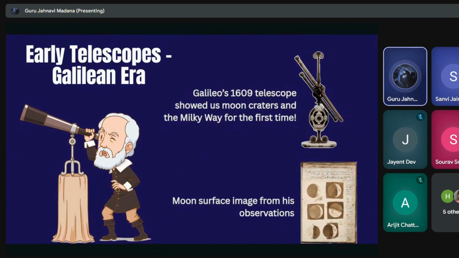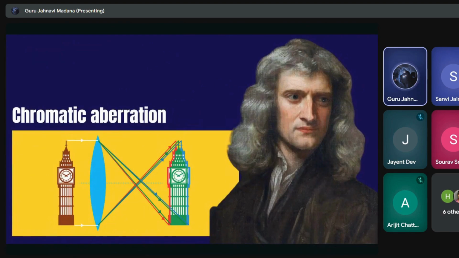Let's rewind to 1609. Galileo Galilei didn't invent the telescope, but he was the first one to point it at the sky. Imagine this: you're in Italy and you build a spyglass. You look up and suddenly you see Jupiter's moons, the craters of the moon and even sunspots. Galileo's telescope magnified just 20 times, but it magnified our curiosity 1,000 times more. Here you can see a picture of Galileo's 1609 telescope and the observations he made of the moon's surface.